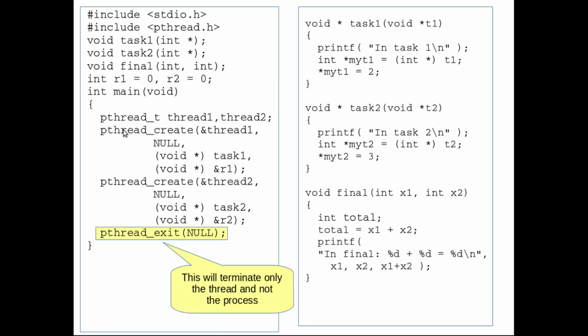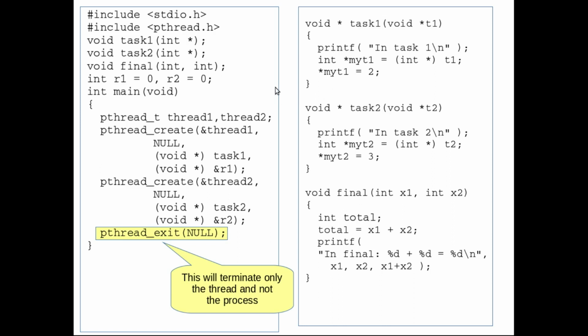If we want to exit the main thread, this is how we should exit. We should use the pthread_exit function. So now when the main thread exits by calling this function, the process will not be terminated, and hence the 2 threads will continue to exist, and they will execute.